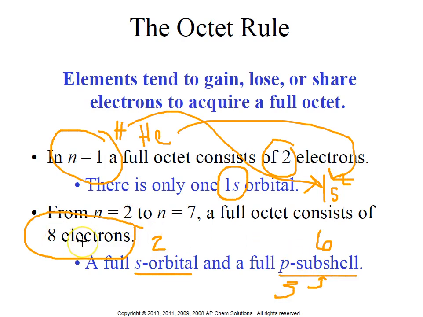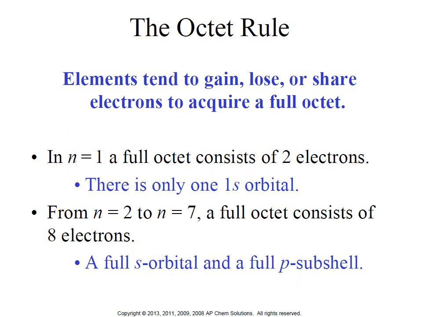Now there are some exceptions here to this 8, and we'll look at those. But for the most part, elements are gaining, losing, or sharing electrons in order to fill their octet. So that can be 2 if you're on the first row, or 8 on any subsequent rows.